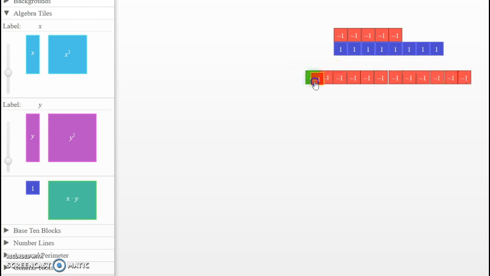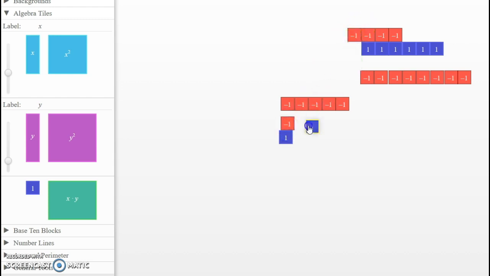So I have negative 5, 1, 2, 3, 4, 5. I need to take away a positive 8. I don't have a positive 8 here to take away. So what we're going to do is manipulate this a little bit by adding in groups of 0, particularly 8 groups of 0, so that I can take away a positive 8.